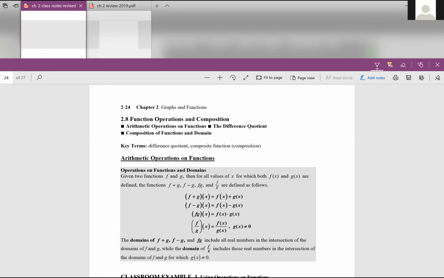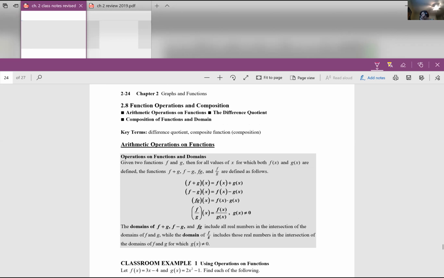Okay, we're on to the last section, 2.8. Okay, so here's the updated plan.